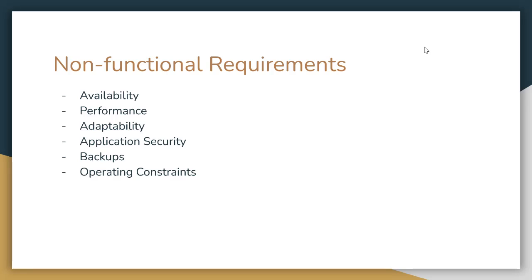The last one is operating constraints. So, for running the application on devices, there will be some minimum hardware requirements. For desktop, it should be an Intel or AMD processor, 8 gigs of RAM, 256 hard disk, and Windows 8 or above. For mobile, it should be Android or iOS with at least 5 inch of display.